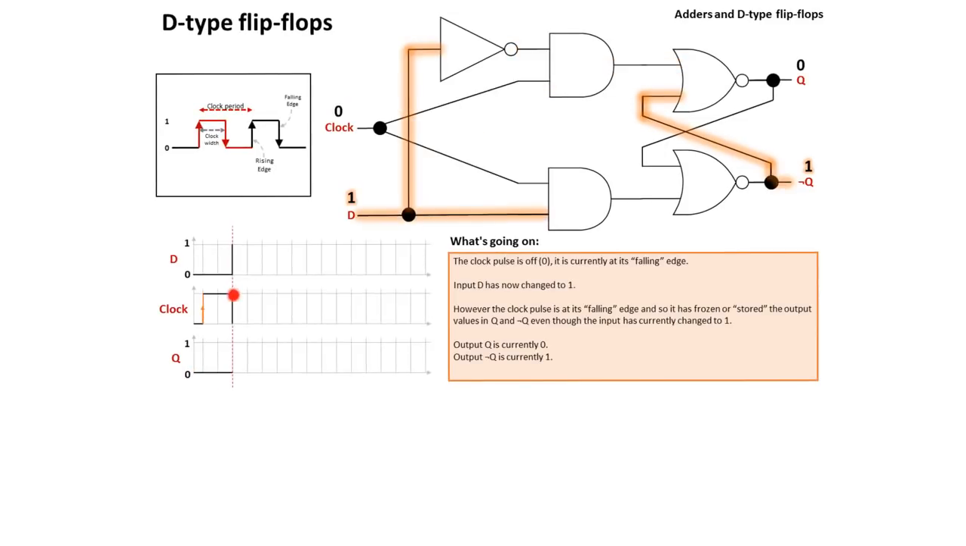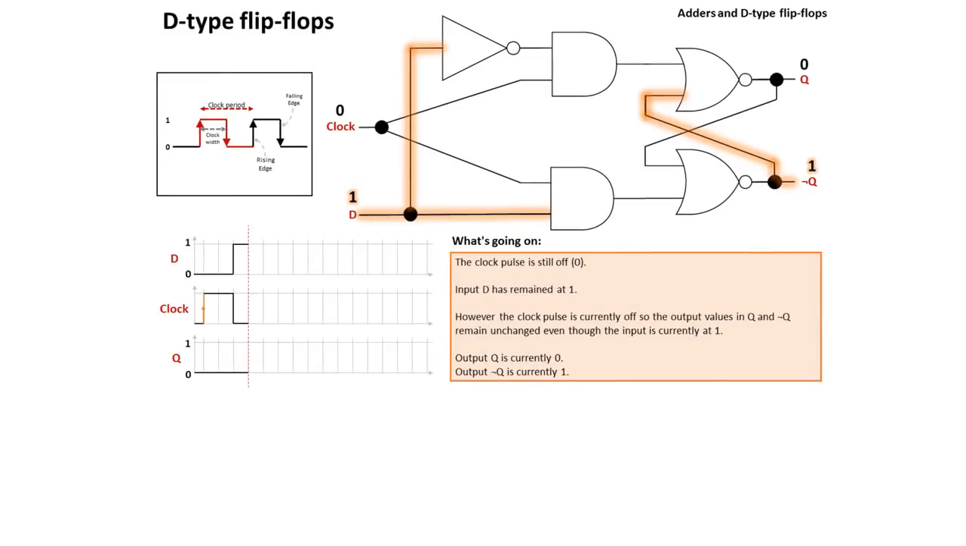Here we are at the end of a clock cycle. Now the input D has changed to 1 as we can see here, but the clock is at a falling edge. Remember, we only change the state of Q if we're at the rising edge of a clock cycle. We're not. So although D is 1, Q remains fixed and locked at 0. Here we are, the clock is off. D is 1, but Q remains at 0.